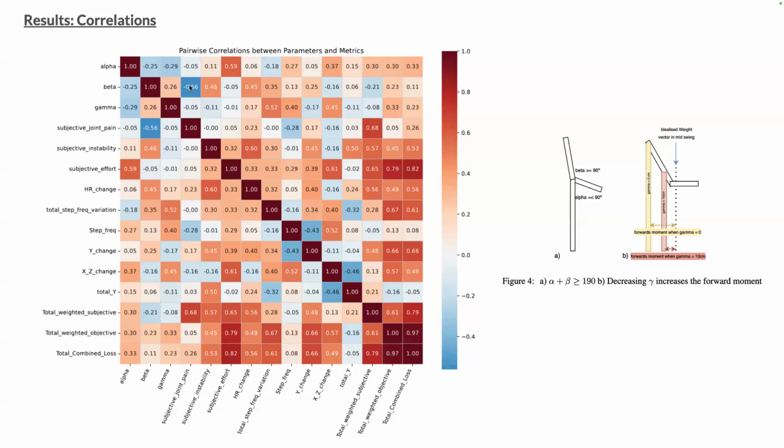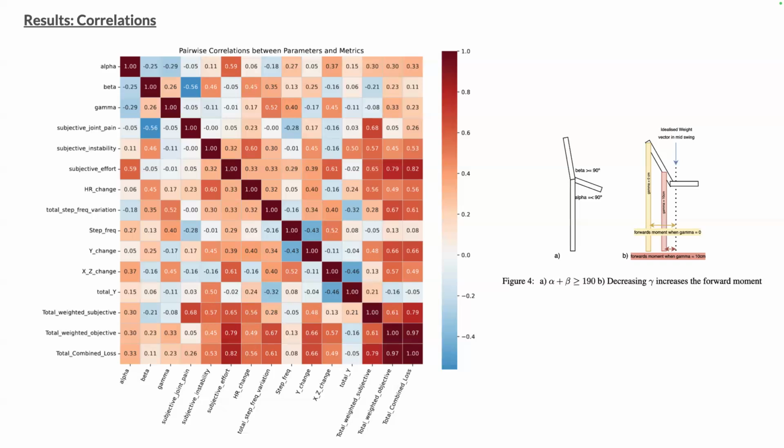The next one that I think is worth talking about is beta. This is negatively correlated with subjective joint pain, and positively with instability and heart rate change. Now, the joint pain is interesting because, again, beta is this angle here. In other words, when beta is larger, the joint pain is smaller. This makes sense because as you are crutching, if beta is around 90, and if alpha is also around 90, all of your weight is going on your wrist.